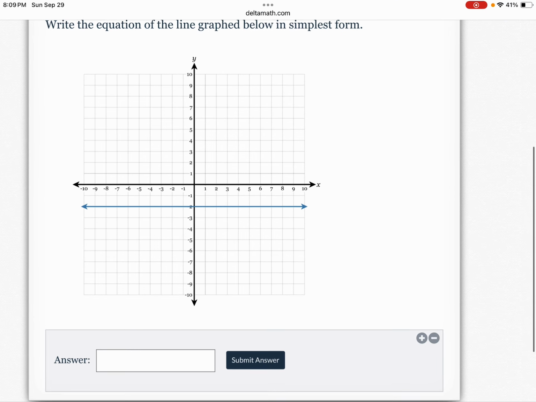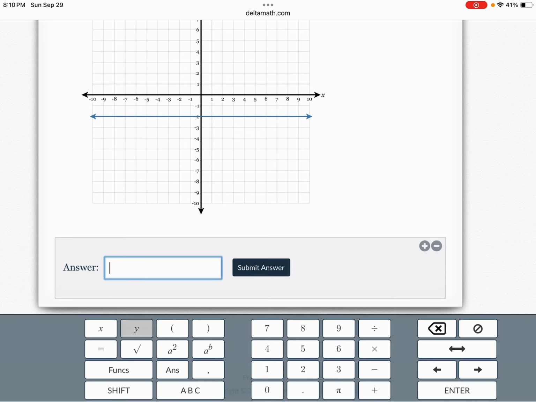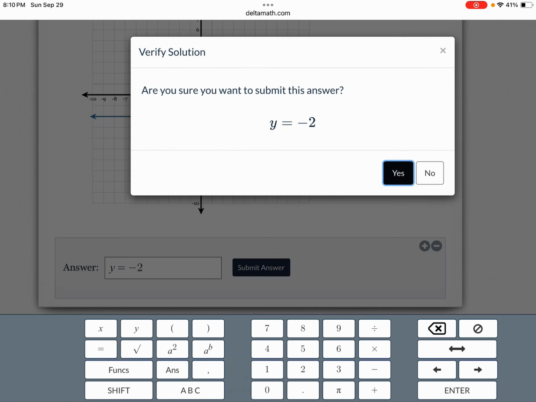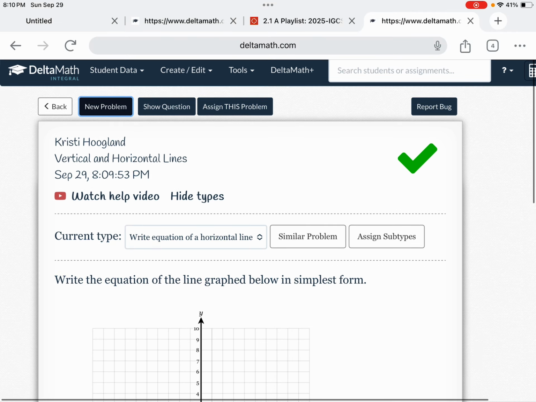Here's a horizontal line. I need to tell Delta Math what the equation of this line is. It's a horizontal line, so I think of horizontal, 0 slope, crossing the y-axis. That means my equation starts with y equals, and it crosses the y-axis at -2. So the equation of my line is y equals -2. And that is what you'll be doing today on your practice.